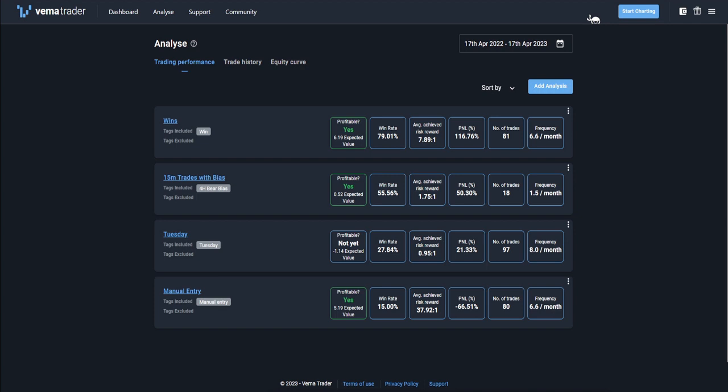So there you have it, guys. Those are the 16 data points that VEMA automatically tags while you are trading so that you don't need to. I'll put a link in the description to an article I've written which outlines those 16 tags and gives a little explanation for each one. That way you can refer back to that if you want to check over anything.